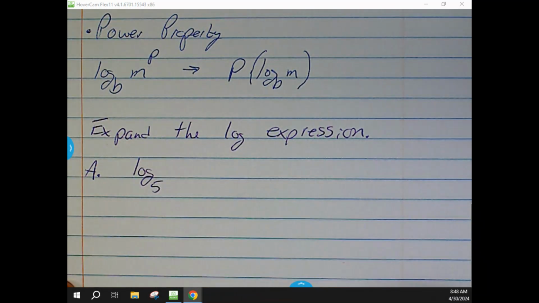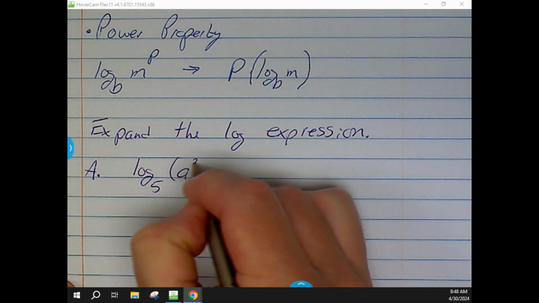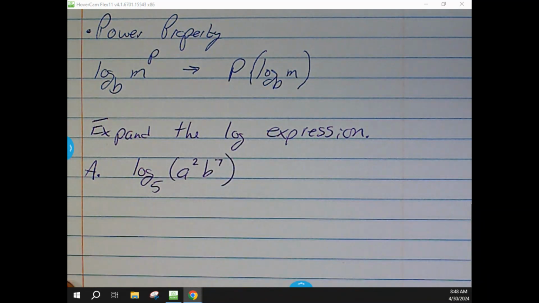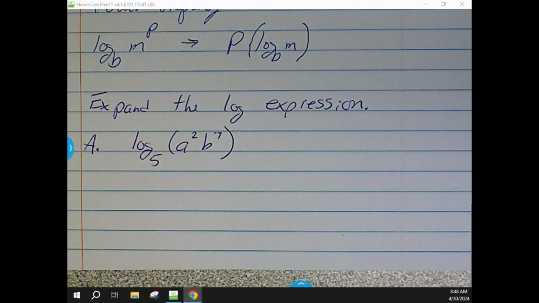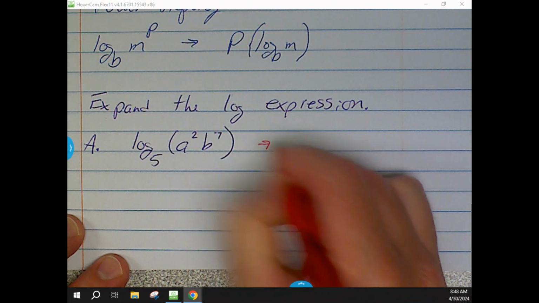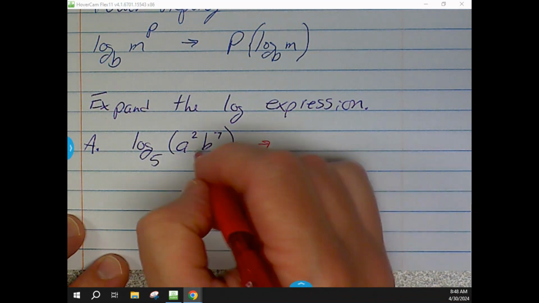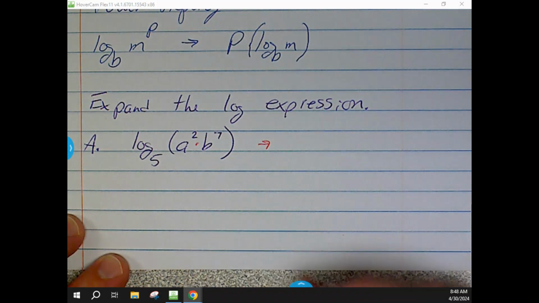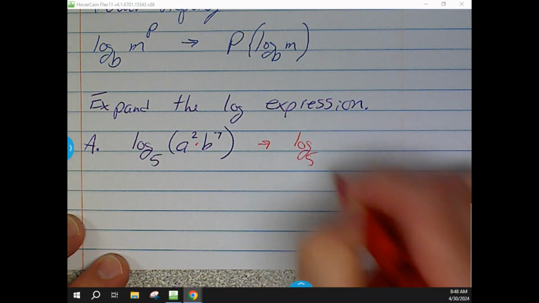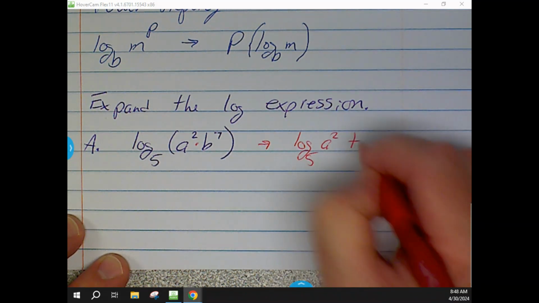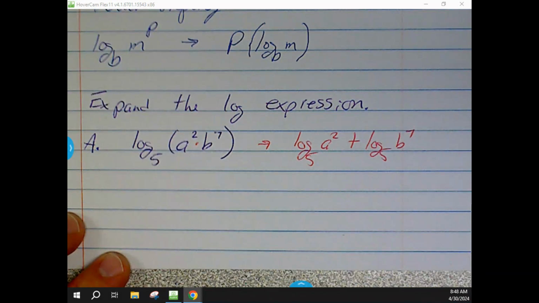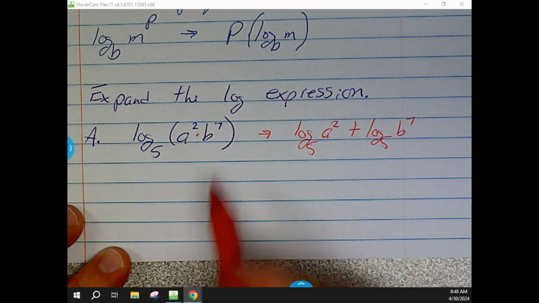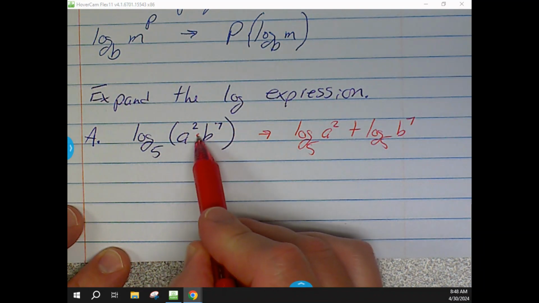All right, so let's do log base 5 of a squared times b to the 7th. When we expand, you've got a couple of things here. You've got a squared times b to the 7th, so basically you've got multiplication in the middle. The very first thing you would have would be log base 5 of a squared, plus log base 5 of b to the 7th. So multiplication, we'll take the multiplication and make it a plus.